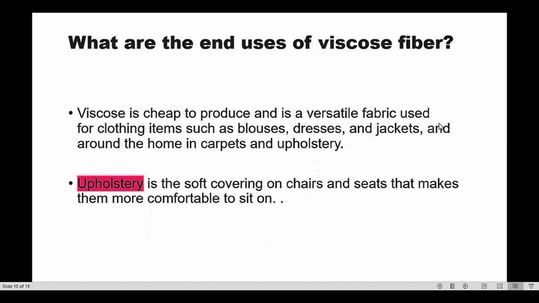What are the end users of viscose fiber? Viscose is cheap to produce and is a versatile fiber fabric used for clothing items such as blouses, dresses, and jackets, and around the home in carpets and upholstery. Upholstery is the soft covering on chairs and seats that makes them more comfortable to sit on.